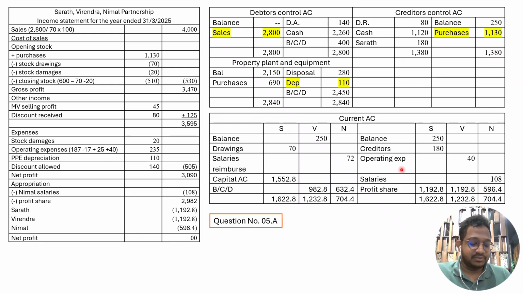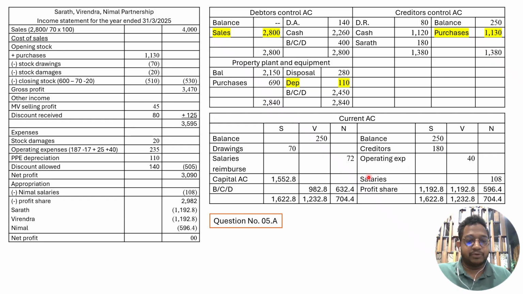And since Nimal was directly involved in the partnership operations, they decided to pay a monthly salary of 12,000 starting from 1st of July. So which means you have to appropriate only for 9 months. At the startup, they hadn't decided anything for partner salaries, but on 1st of July, they decided to pay 12,000 starting from 1st of July.